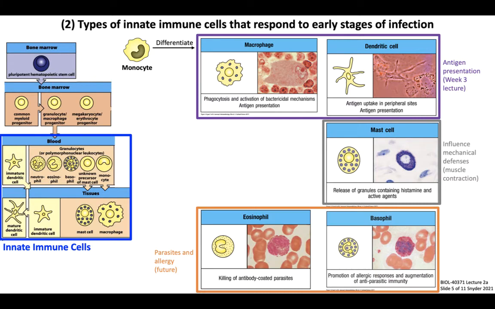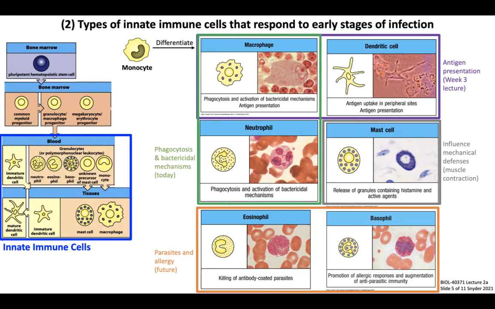Eosinophils and basophils are two types of innate immune cells that play important roles in immune responses to parasites. And interestingly, these can also be inappropriately activated in the context of allergy. And we'll discuss these more in future lectures. Lastly, neutrophils are another key subset of myeloid cells. Like macrophages, they phagocytose extracellular debris.